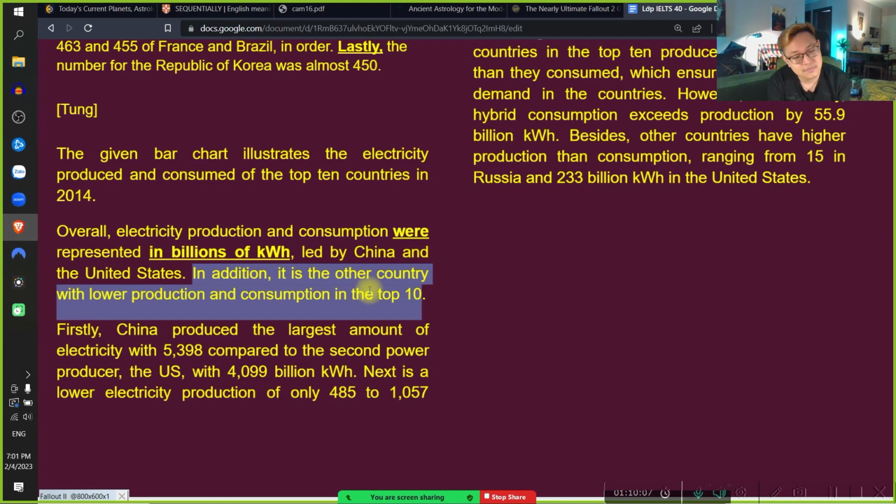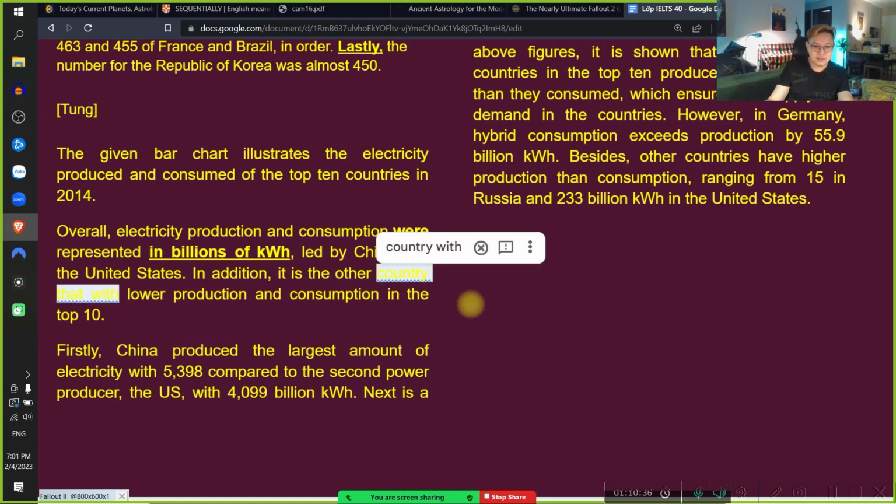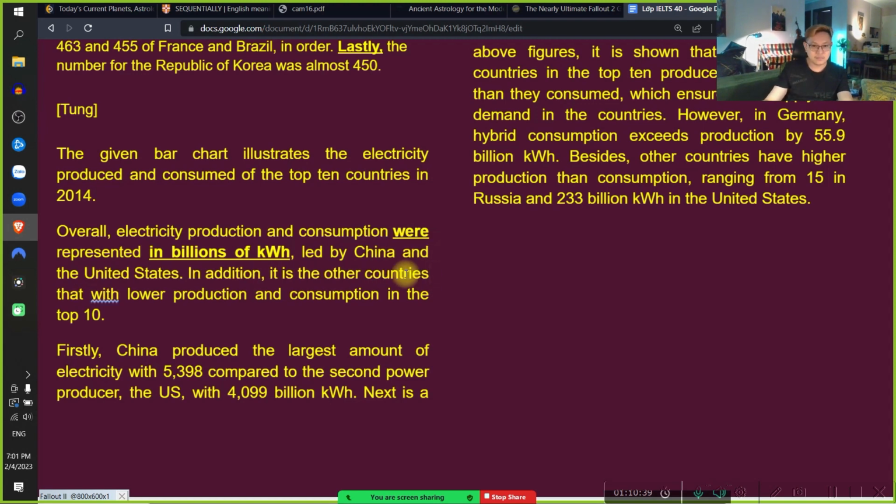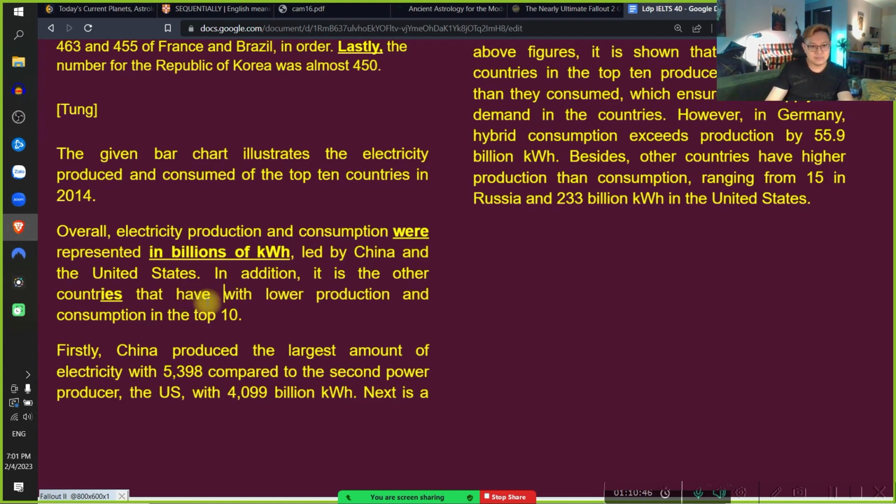What you mean is: in addition, the other countries with lower numbers are in the top 10. But you wrote it without a relative clause, so it's a mess. You need to use relative pronouns, relative clauses. It is the other countries that have lower production and consumption in the top 10.